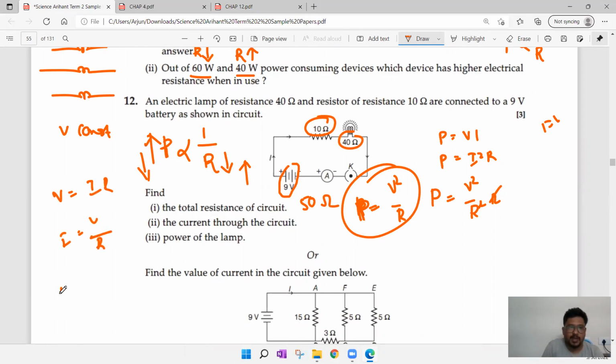And the power of the lamp, P is equal to V into I. After finding this I value, we know the V value, that is 9. 9 multiplied with the I value. Find this I value from this one, V by R, 9 by 50. Do 9 by 50 and tell me the answer. And the P value is 9 into that I value, tell me the answer.